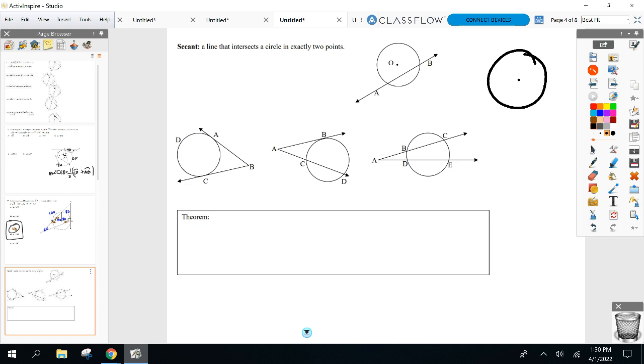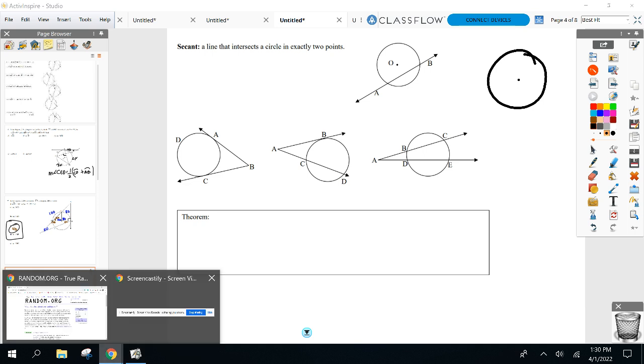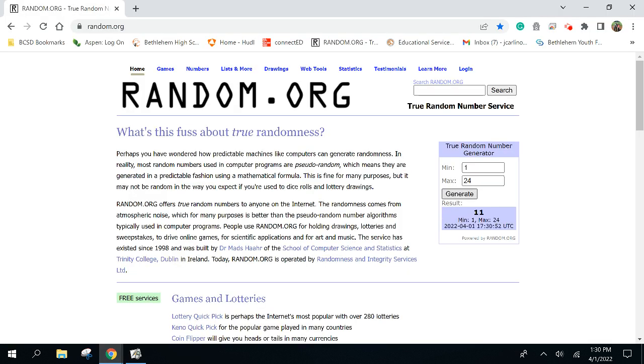What are the three types of angles you find inside a circle? Three types of angles we could find inside a circle. Inscribed. Central. Last one? Floater.